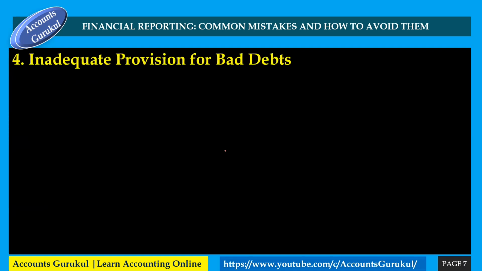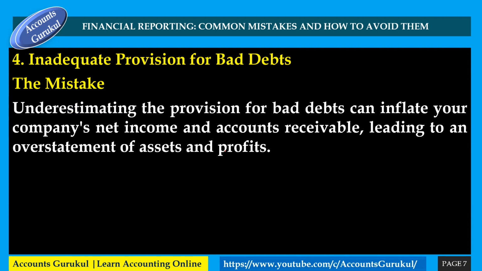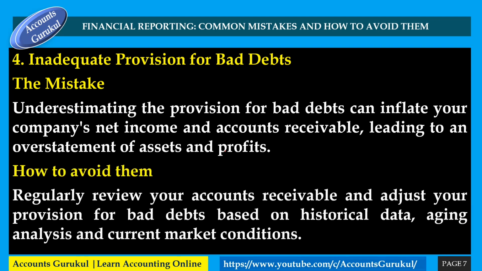Next is going to be inadequate provisions for bad debts. That's also going to create a problem. Overestimate or underestimate, both are going to create a problem. The mistake: underestimating the provisions for bad debts can inflate your company's net income and accounts receivables, leading to an overstatement of assets and profits. How to avoid them?